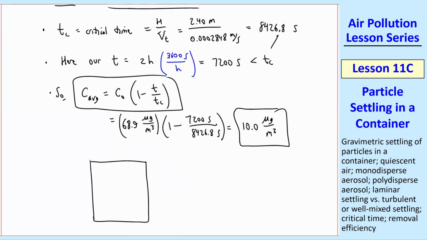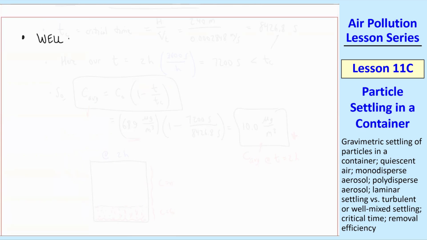Keep in mind that what we mean is that we started at about 68.9. At 2 hours, most of these particles have settled. There's an interface here, and a lot of particles have ended up on the floor. And then this C average is the average of this portion, which is clean air, C equals 0, and this portion, which has C equals C naught. So that's our answer. Now let's look at well-mixed settling in a container.